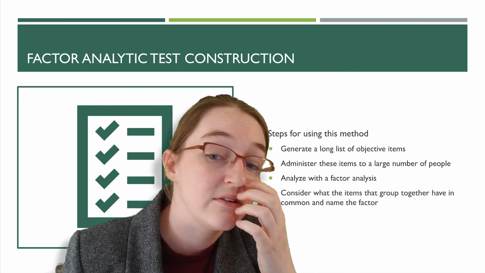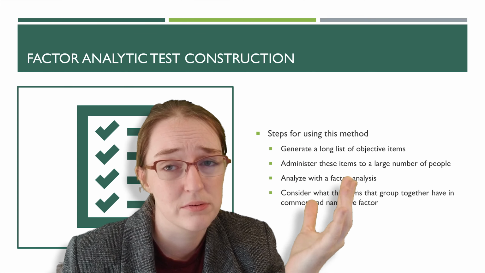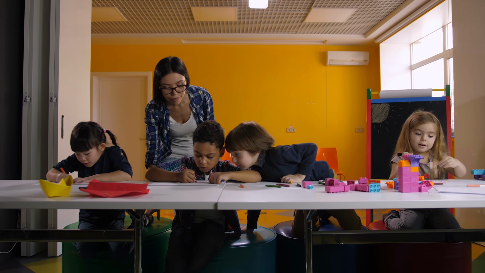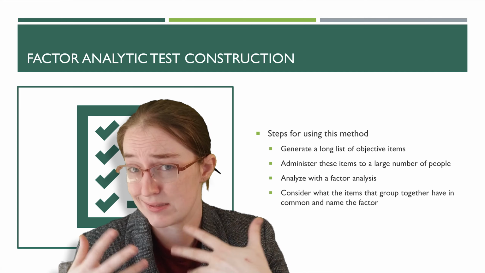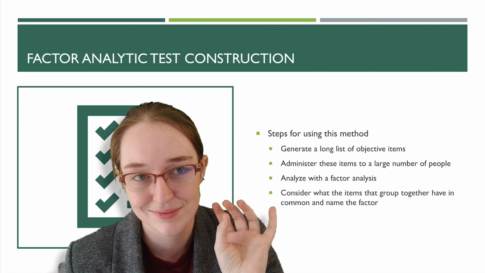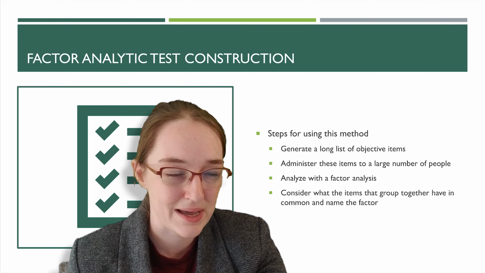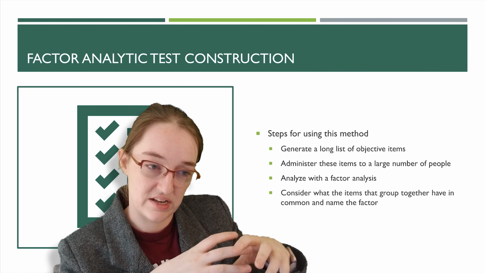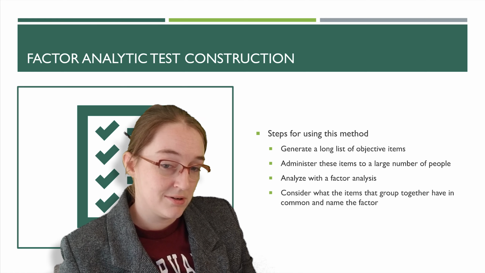They should be from the same group of people that you would want to take the test. Don't go into an old age home if you're interested in understanding kindergartner personality. Just from an age standpoint, you want the same people who you expect to use the test, because those items will most likely work. You don't want to have to generalize right off the bat. So what you do is you consider what items that group together have in common and name that factor.